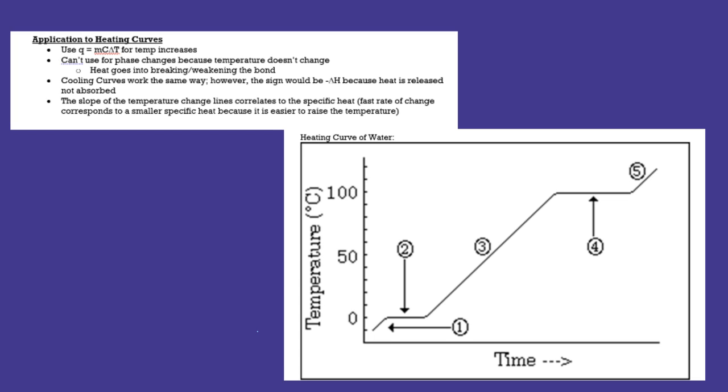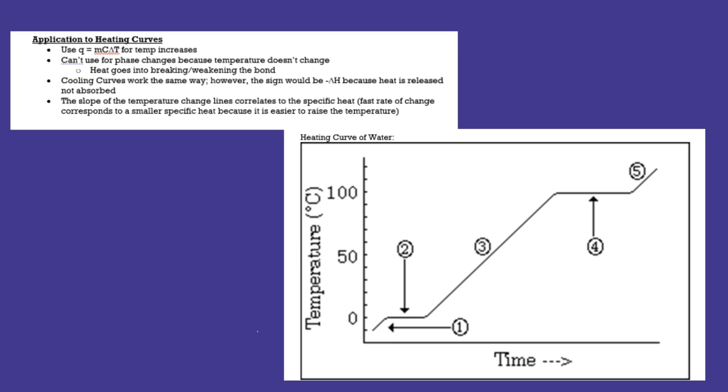You can't use it for phase changes because the temperature doesn't change. Heat goes into breaking or weakening the bond. Well, what bond do we mean here? That would be the IMF, right? Because intramolecular bonds never break, if we remember. So it's going into breaking or weakening that IMF. In the case of water, that would be weakening or breaking the hydrogen bonds.